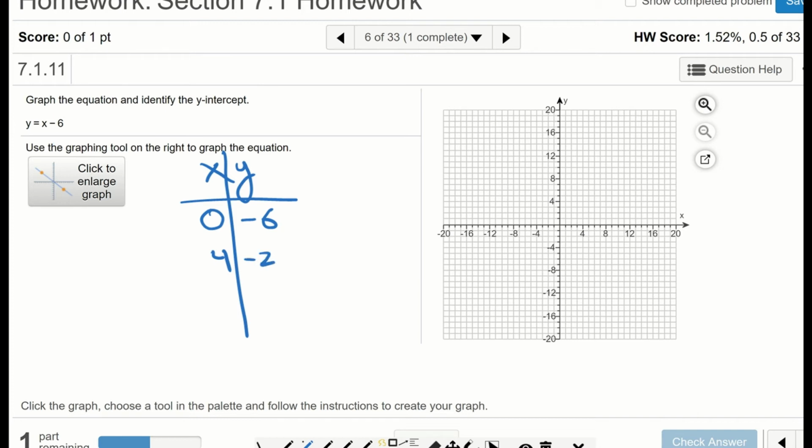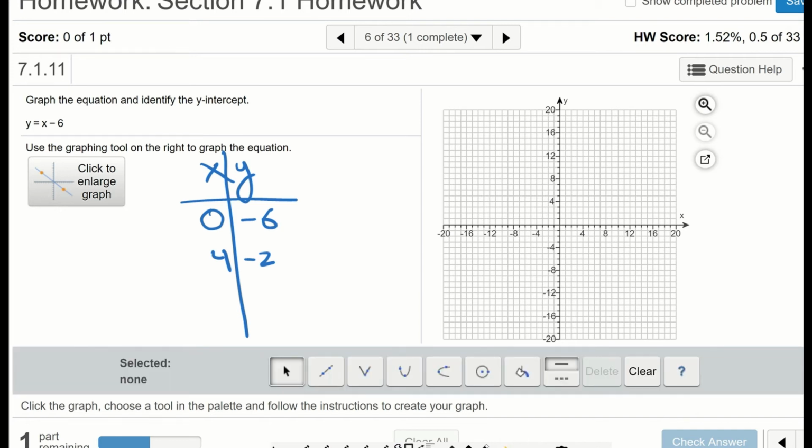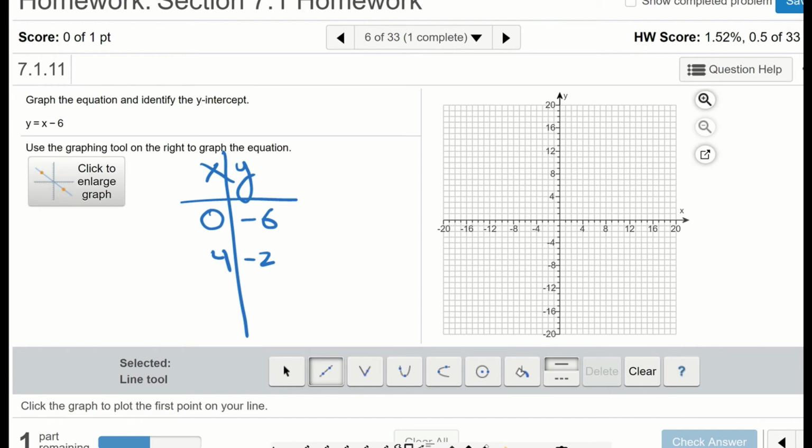So now I go to my line tool. And let's see how this is going to work. So we hit the line tool, and we're going to plot 0, negative 6. Notice that each tick mark represents 1 point, right? So 0, negative 6 should be right there. And 4, negative 2 should be right there.